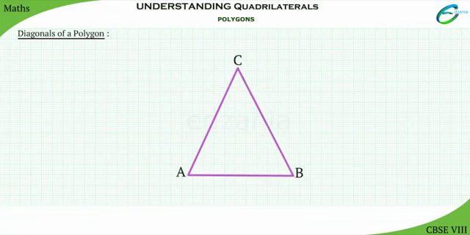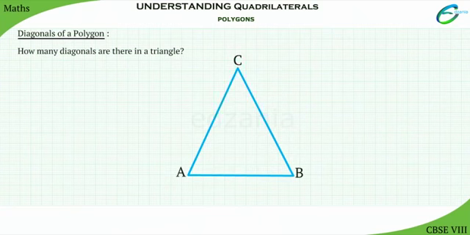I have one more question for you. How many diagonals are there in a triangle? Is it possible to draw diagonals for a triangle? Try it in your notebook. Is it possible? No, there are no diagonals in a triangle.